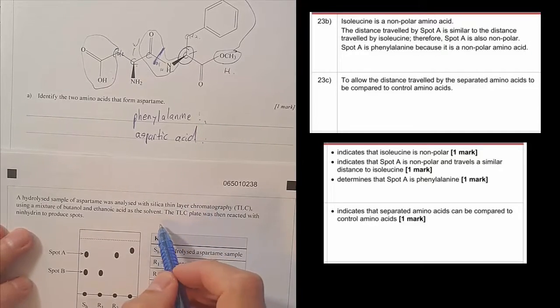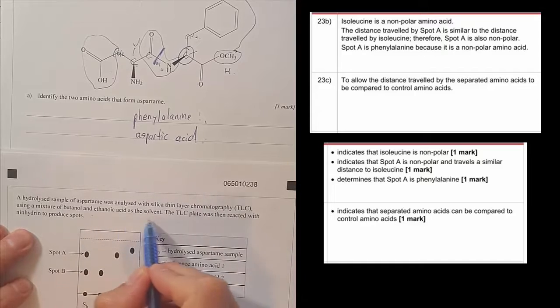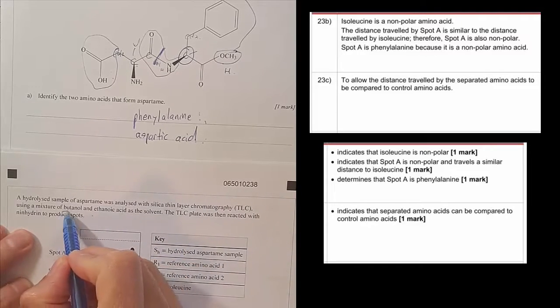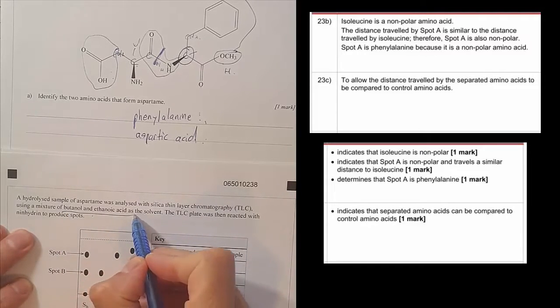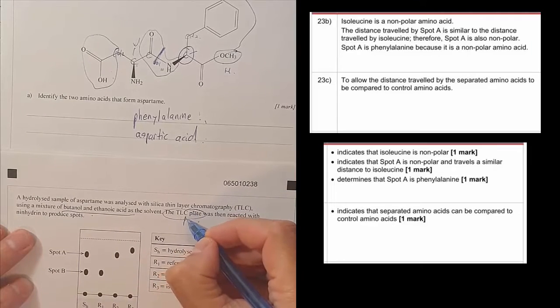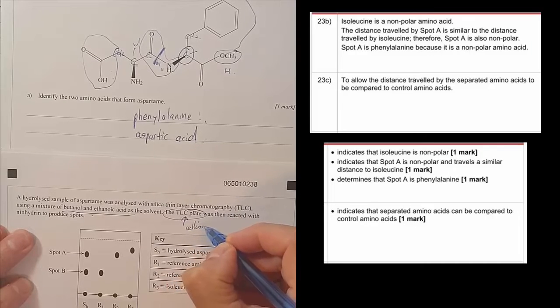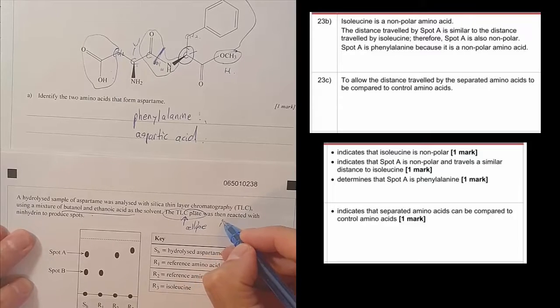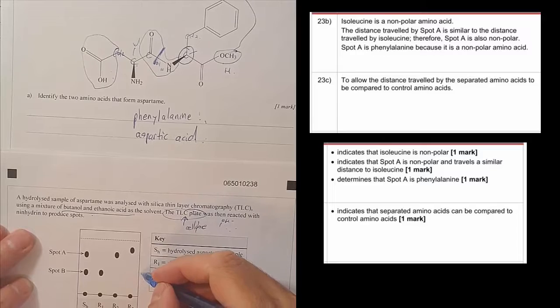Now, I don't think you're meant to know this. Butanol, ethanoic acid and TLC. So this is chromatography, so this is cellulose. And so there's heaps of OH groups on there, so it's fairly polar. So the non-polar one is going to go up here.